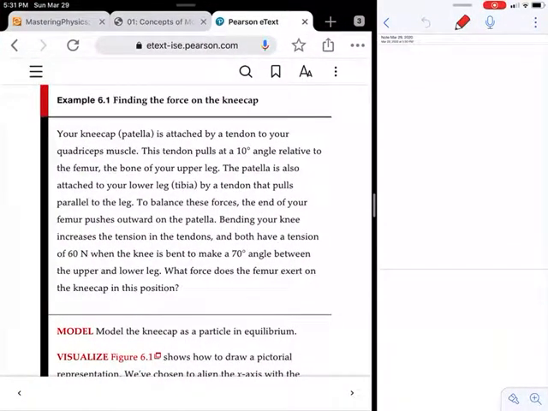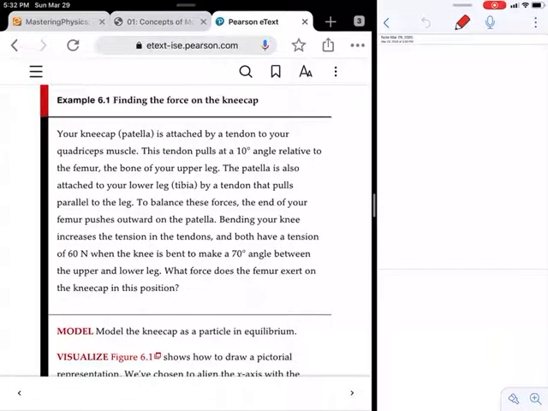Oh, Chrome, okay. So I found example 6.1 in the book here, and it's a pretty typical physics problem in that it's very long and gives you lots of information. It says your kneecap is attached by a tendon to your quadricep muscle, and the tendon pulls at a 10-degree angle relative to the femur, which is the bone of your upper leg. The patella is also attached to your lower leg, the tibia, by a tendon that pulls parallel to the leg.